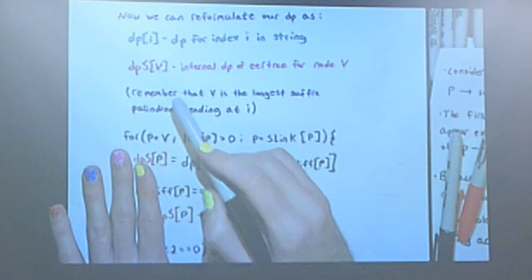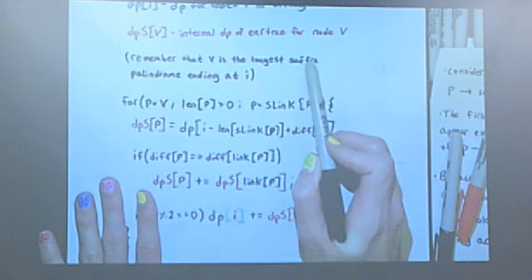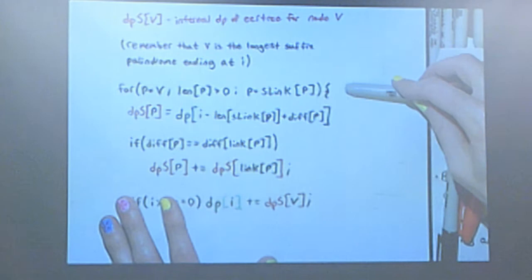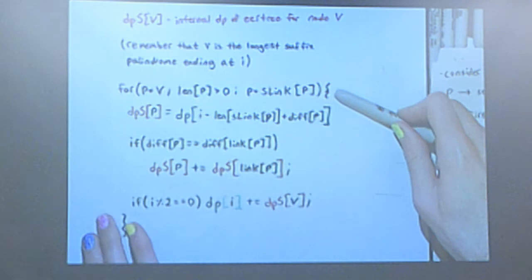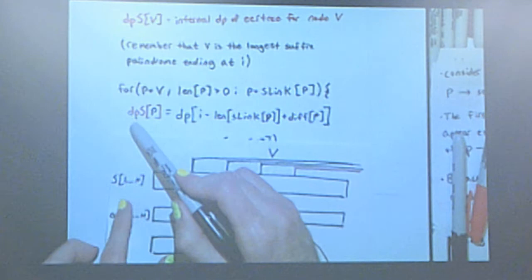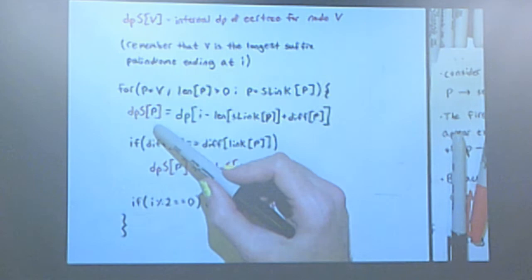And so after we add some character, B is going to be the longest suffix palindrome ending at I. So this top for loop is equivalent to what we had before. We're going to loop through the series lengths of B, which is log n in depth. Then we're just going to get the internal value for the node we're looking at and then update our current DP with its value at the end.